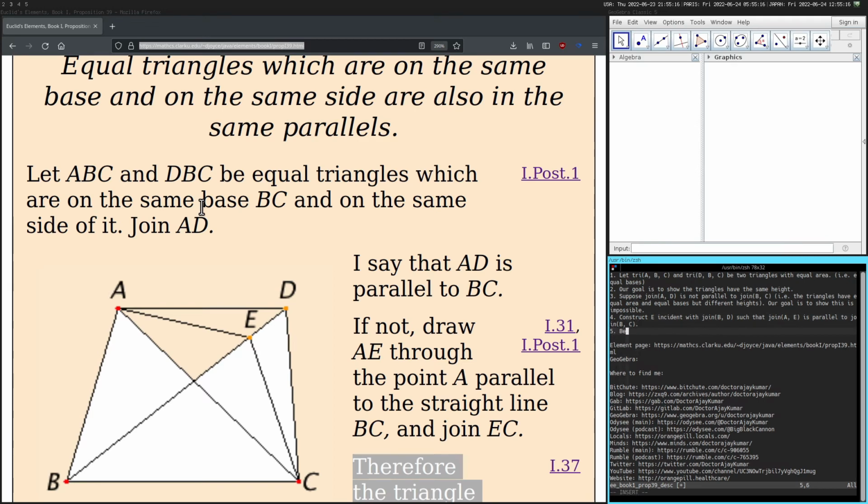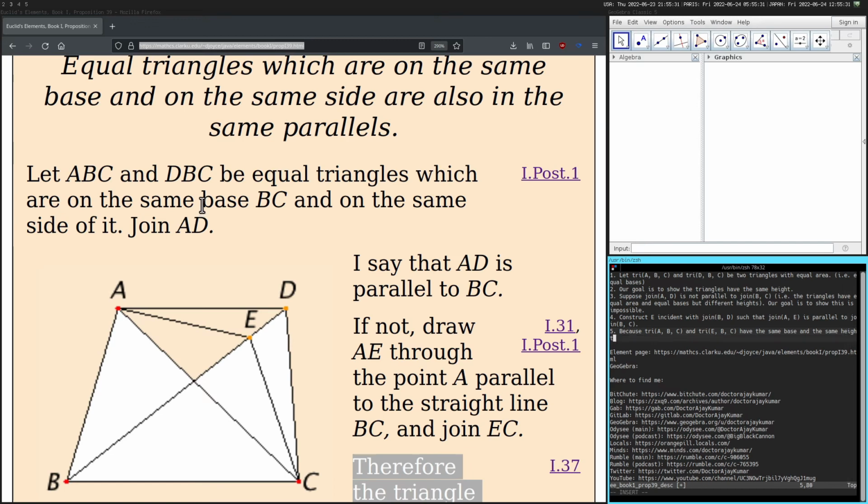5. Because triangle ABC and triangle EBC have the same base and the same height, they have the same area.